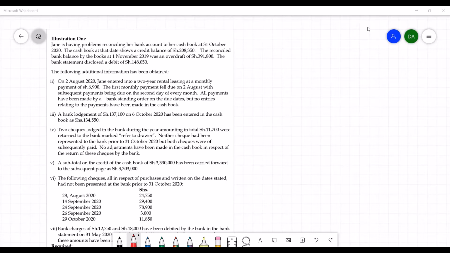On 2nd August 2020, Jane entered into a 2-year rental leasing agreement at a monthly payment of 6,900. The first payment fell due on 2nd August, with subsequent payments being due on the 2nd day of every month. All payments have been made by a bank standing order on the due dates, but no entries relating to the payments have been made in the cash book.